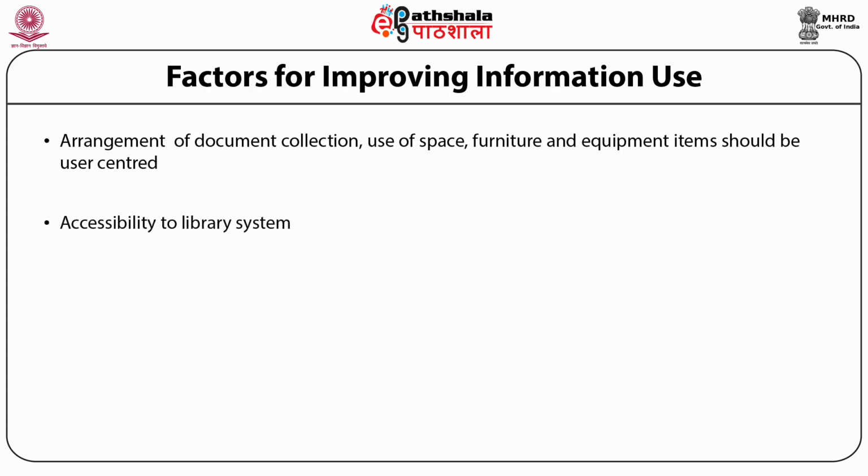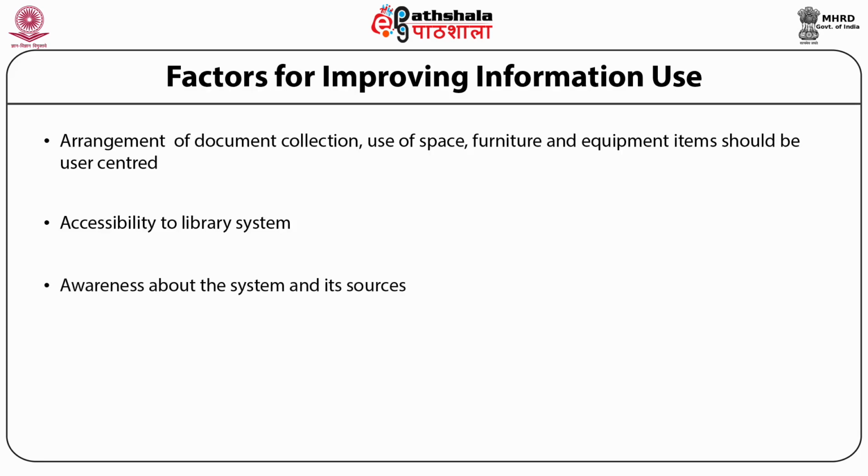Accessibility to library system is another important factor which should be taken care of. Accessibility of exterior and interior of library system, accessibility to library building itself, accessibility to the interior, to the stack area, to the service area, accessibility to library professionals, and so on would help improve information use.